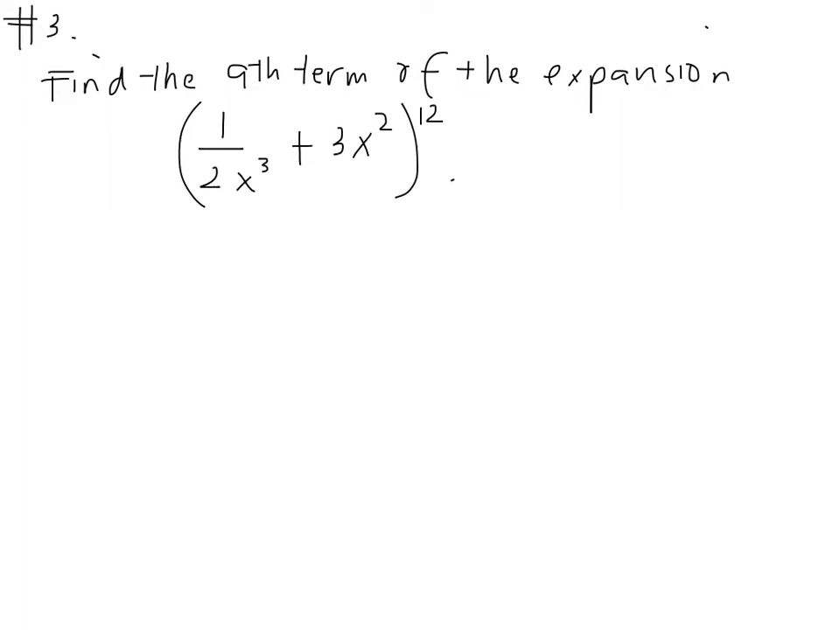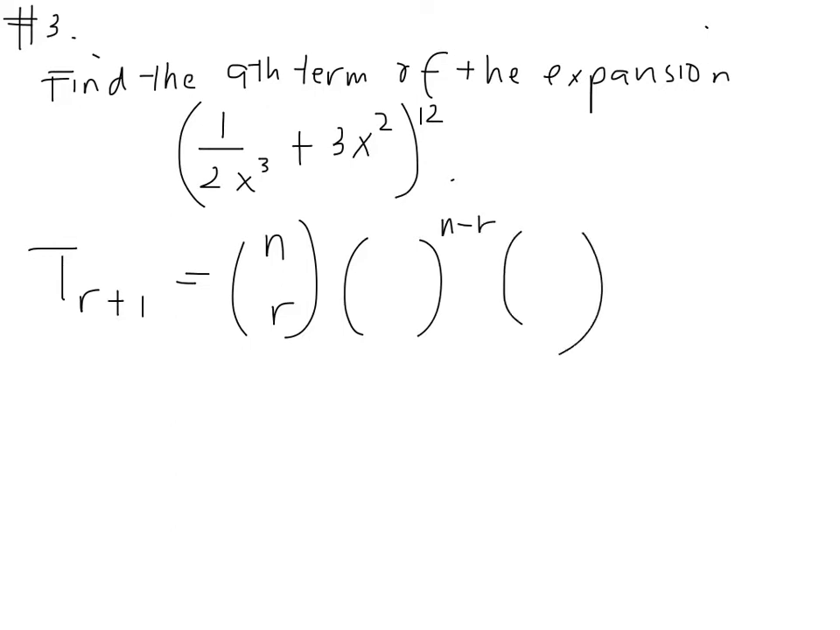So this time we want to find a specific term of a given binomial. The binomial is 1 over 2x cubed plus 3x squared, everything raised to 12. So this is the application of finding the term. We'll be using the formula for the term r plus 1: n choose r, first raised to n minus r, second raised to r.